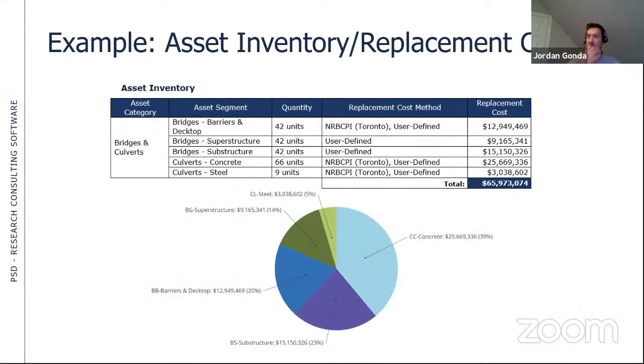An example of some of the sections. So what we will be looking at doing with our undertaking is updating that inventory analysis. This is an example. This is not the town of Aurora. But you can imagine what we're doing is we're looking at, can we break down these different kinds of assets, understand the costs, even understand where those costs come from, inflation versus user-defined costs, and then we can get a summary of the costs.